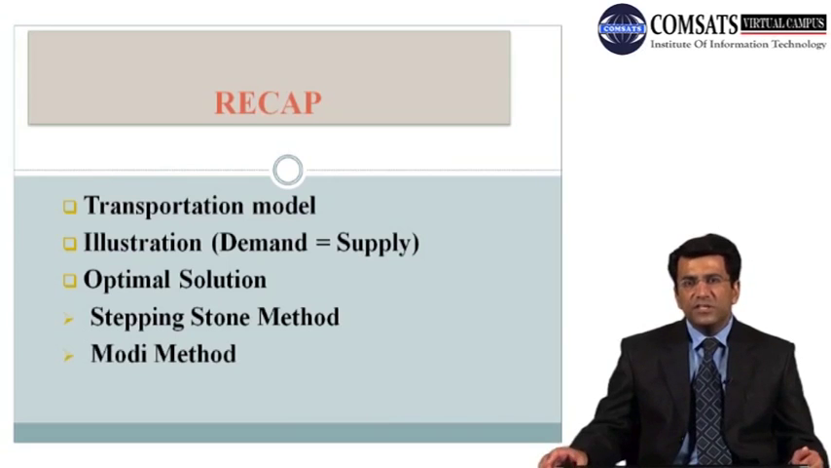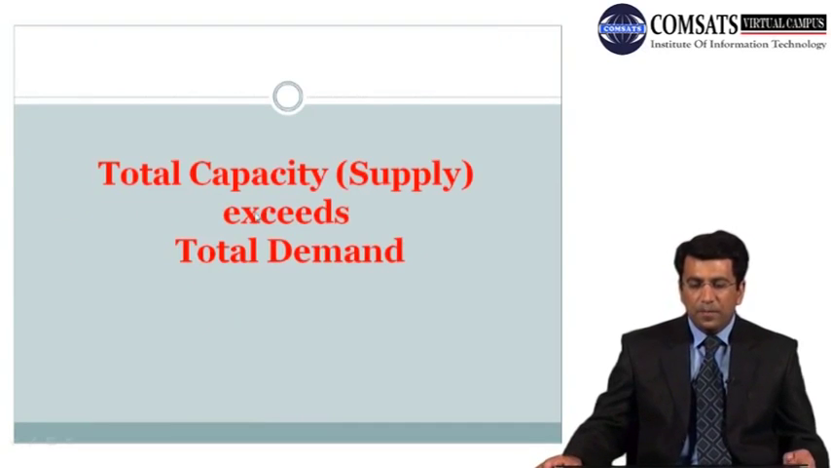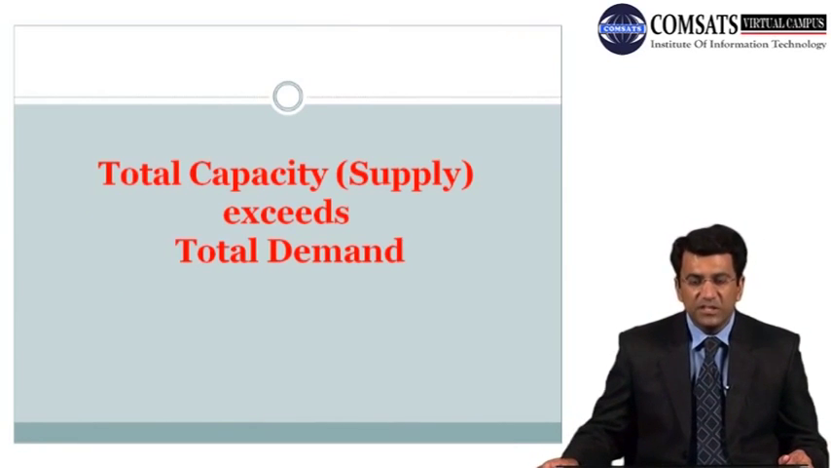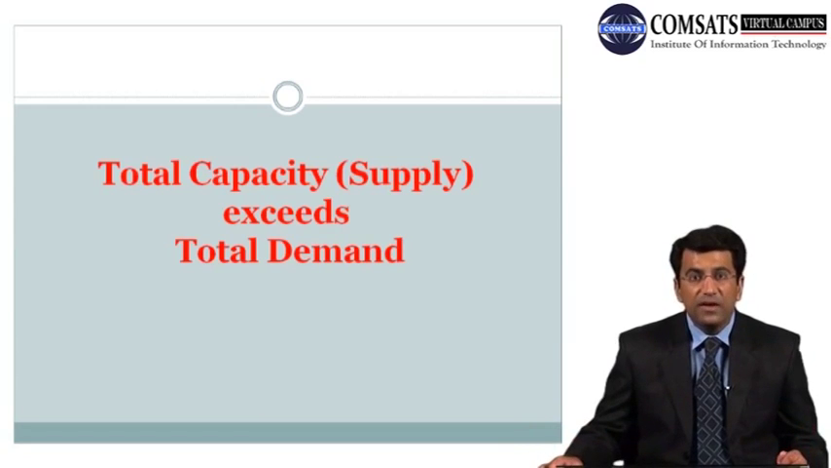So again class, we have just discussed only one case, whether we use the stepping stone method or the Modi method, that is demand is equal to supply. But in today's lecture especially, we will discuss what happens if the total capacity or the total supply exceeds the total demand. In real life, this can always happen: your supply is more, that is your factory capacity is more, and your demand is less.